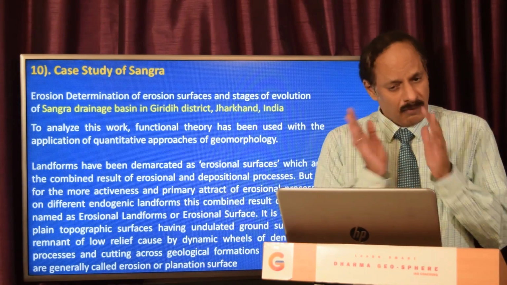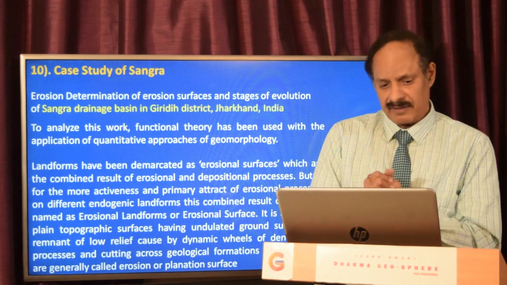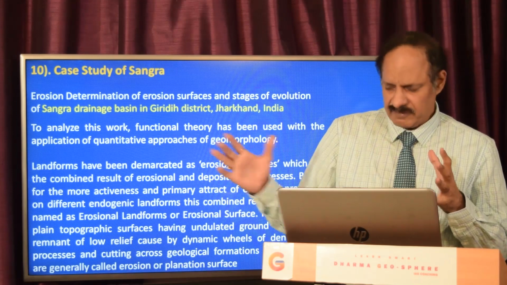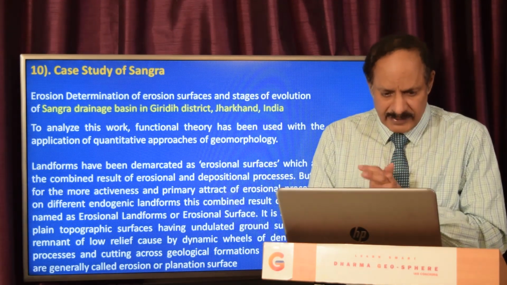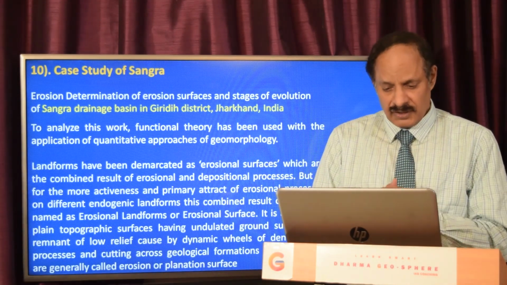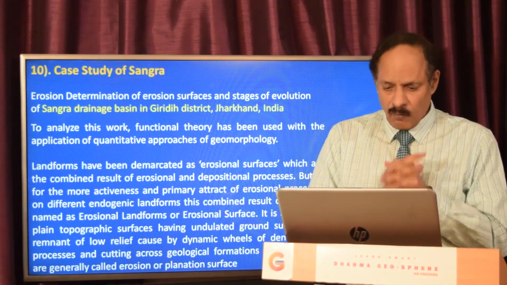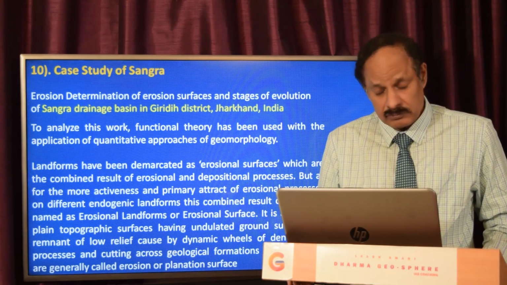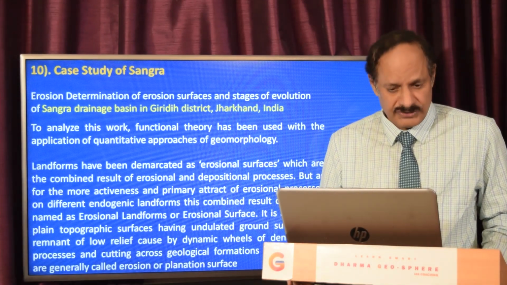Then, once you have given the example of Ranchi, you can take the case study of Sangra, where determination of erosion surfaces and stages of evolution was very systematically done in the Sangra drainage basin in the Giridih district in Jharkhand. To analyze this work, functional theory has been used, and it was also supported and supplemented by quantitative approaches of geomorphology. So this is a very important study. You can use it as a case study for erosion surfaces.